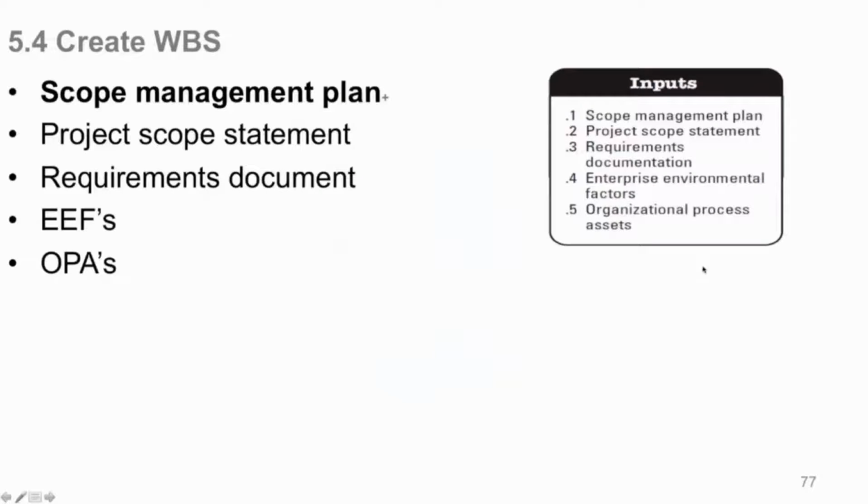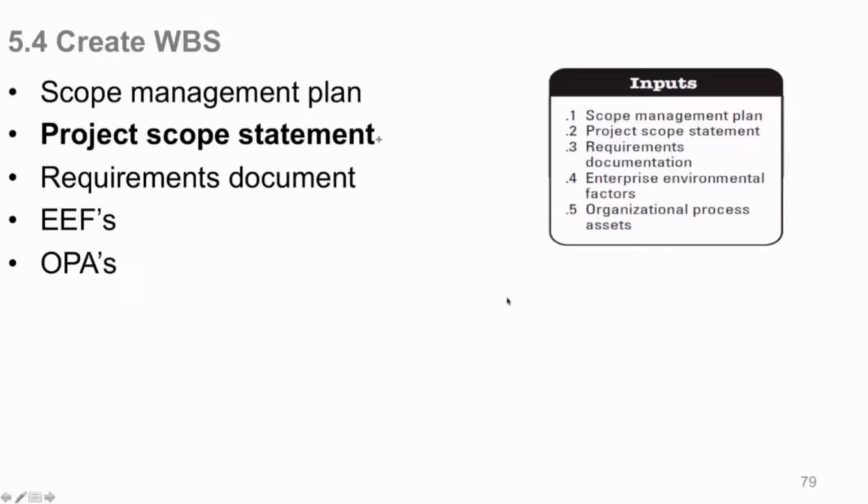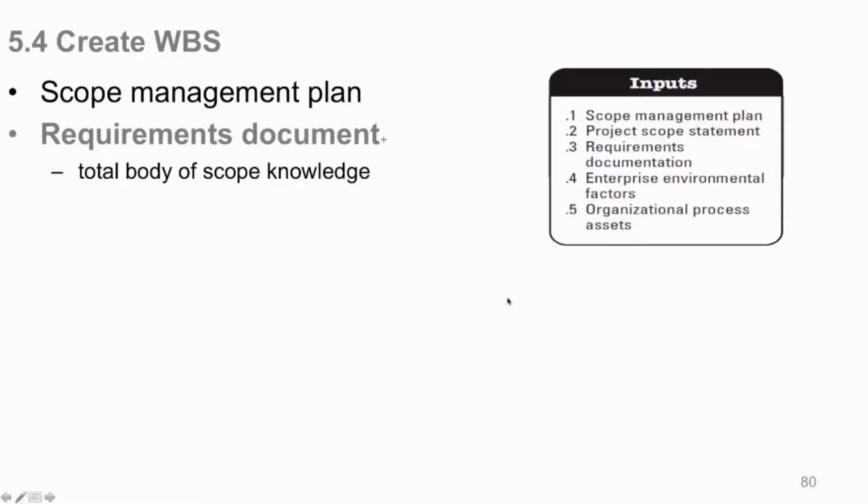So now we're going to create the WBS. So what do we need to do that? Well, the scope management plan has guidance on how we're going to do it. It gives you some guidance. This project scope statement, that's the total body of, that's the best resource you have now of what the scope is. That's your best resource now. Everything else contributes to it. That's what you're going to use to create your WBS primarily.